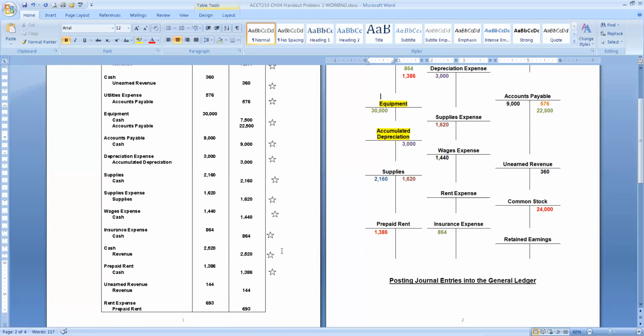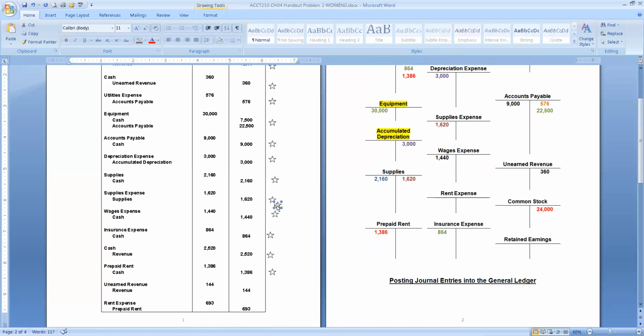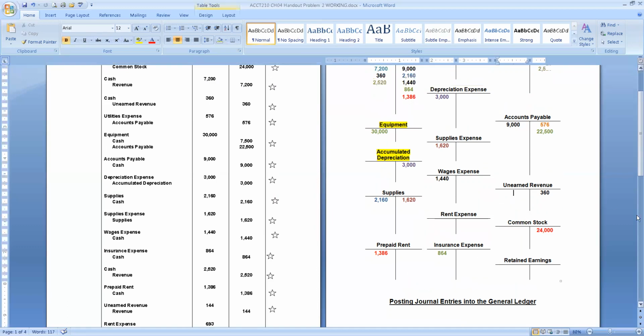Oh, I thought we only had one more. We have two more. Unearned revenue is debited and revenue is credited. Okay, so unearned revenue, 144.